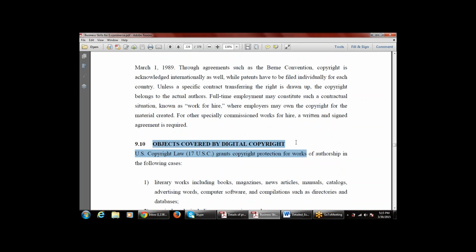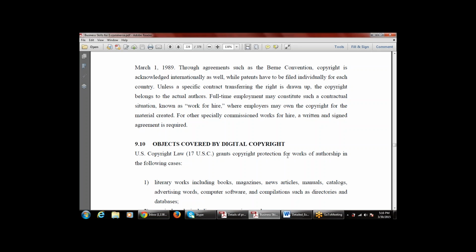Then next, what are the different objects that are covered by digital copyrights? What is the type of work, the nature of the work over which the digital copyright is issued or applicable? That is the object covered by digital copyrights. US copyright law, that is 17 USC, grants copyright protection for works of authorship in the following cases.